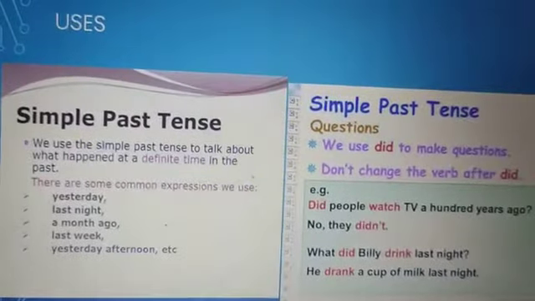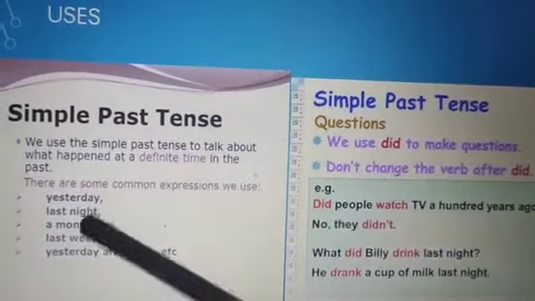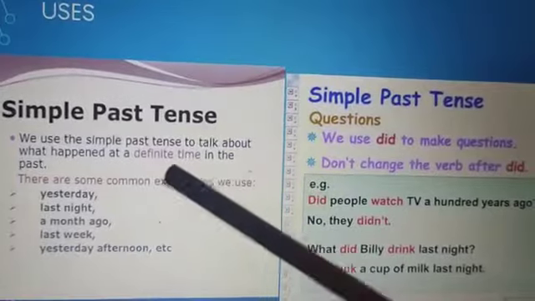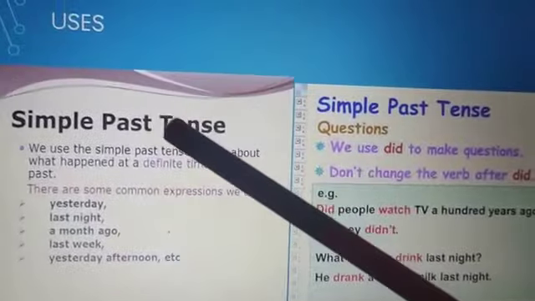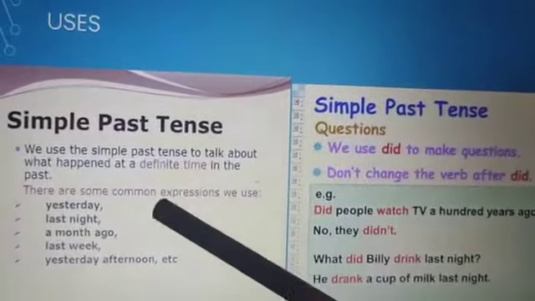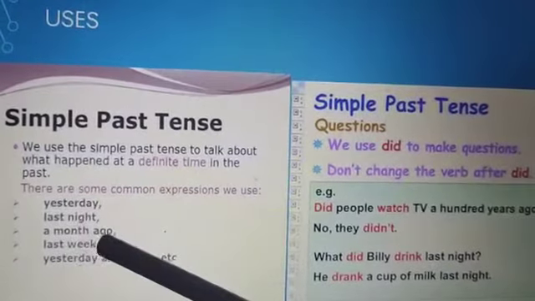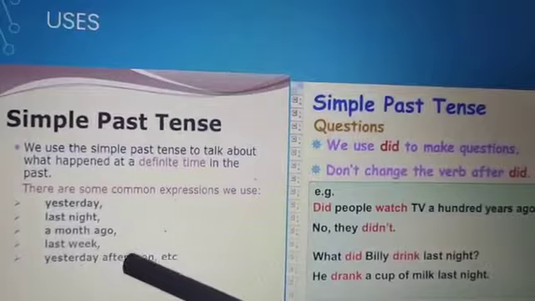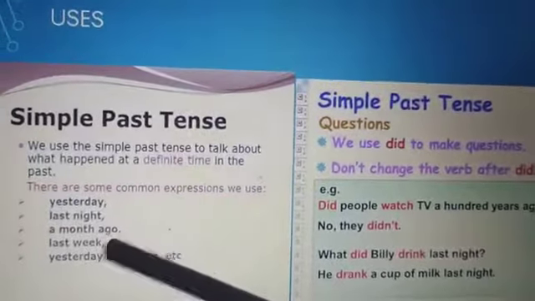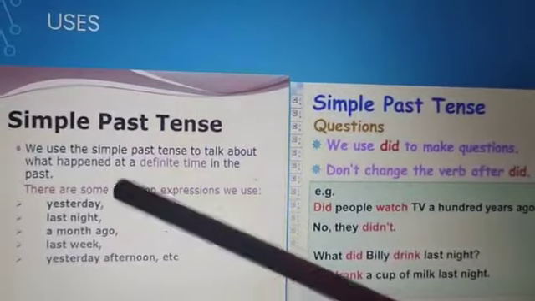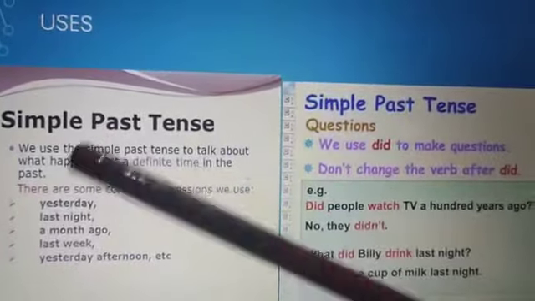We will see here when we use the simple past tense. We use the simple past tense to talk about what happened at a definite time in the past. Means what happened in the past. The time has passed. At that time what happened? Some common expressions are yesterday, last night, a month ago, last week, yesterday afternoon, etc. If yesterday, last night, month ago are coming, then that means they are in a definite time, and that definite time has taken place in the past.